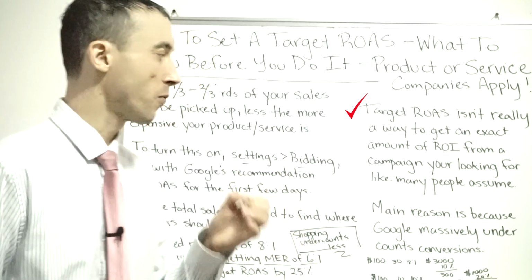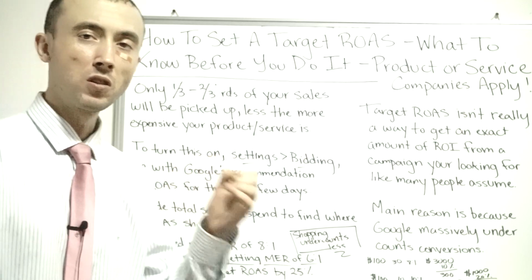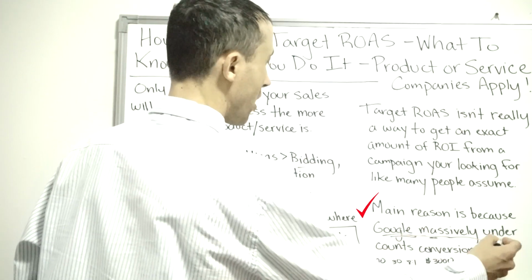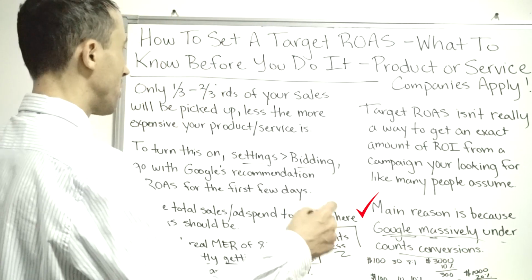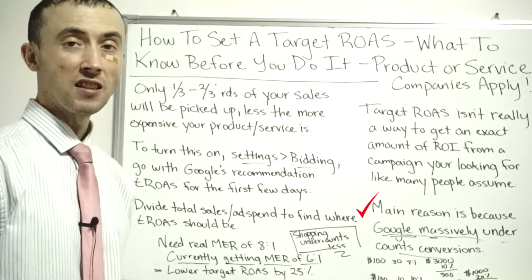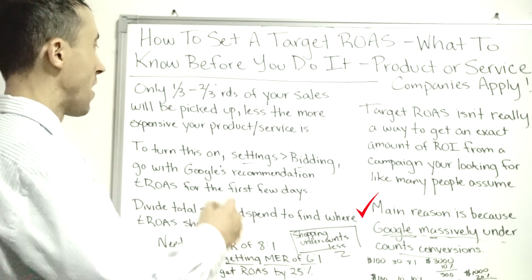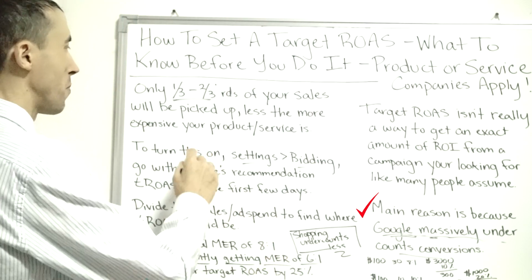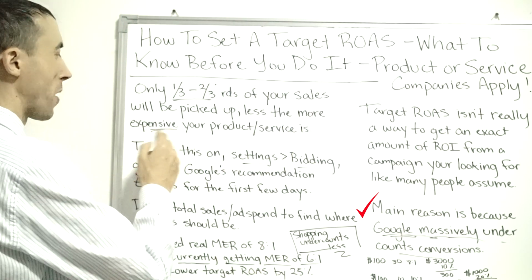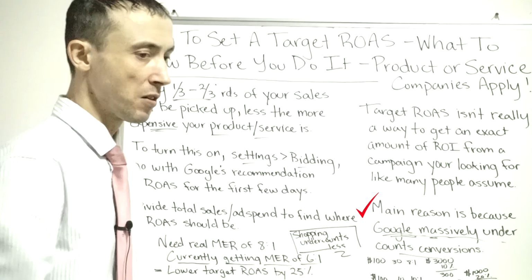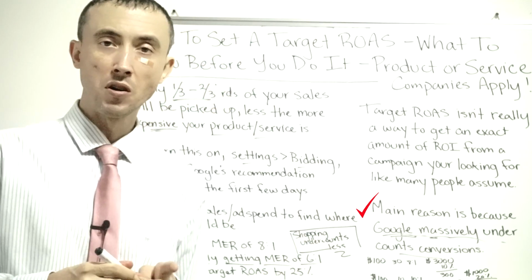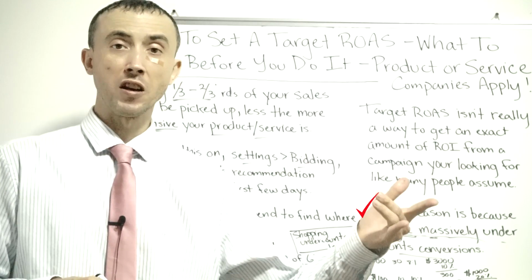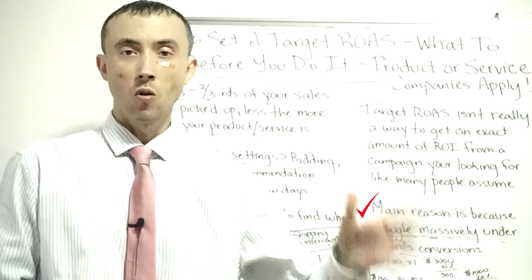It's just not so straightforward, and you have to do a little bit more thinking. Why? Because Google massively undercounts the conversions that your account says that it's getting. So, it undercounts by 1/3 to 2/3 depending on what market you're in, and mainly depending on how expensive your product or service is. So if you're selling a $20 broom, people either buy that right away when they get to your site after clicking on one of your ads from Google Ads, or they don't.